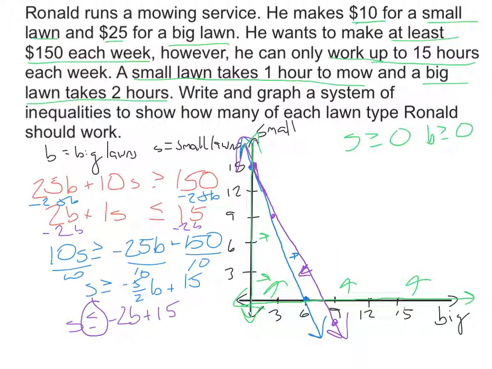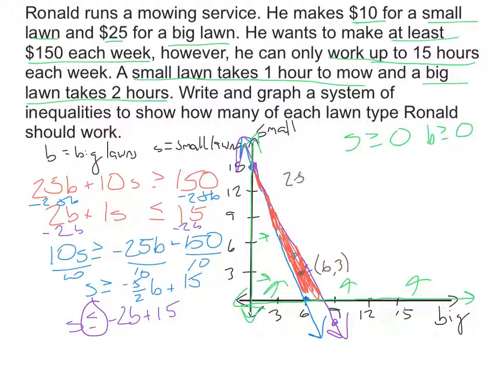So where do we shade? The one spot where they all work is right here in the middle, between them. Now it appears that I can get this ordered pair here of 6, 3 as a solution. So that would mean that I am allowed to do 6 big lawns and 3 small lawns. Let's check to see if that works.